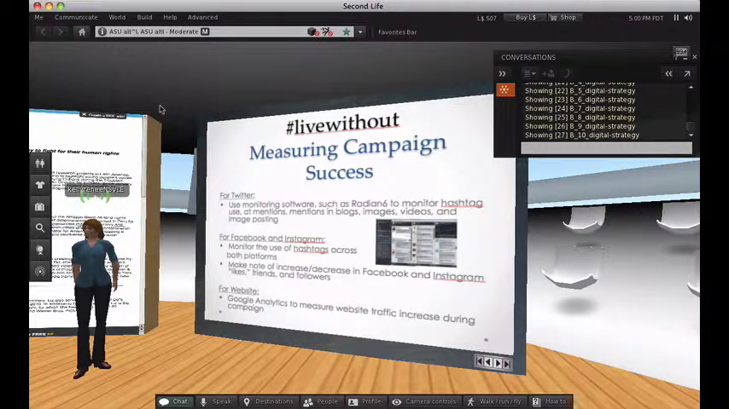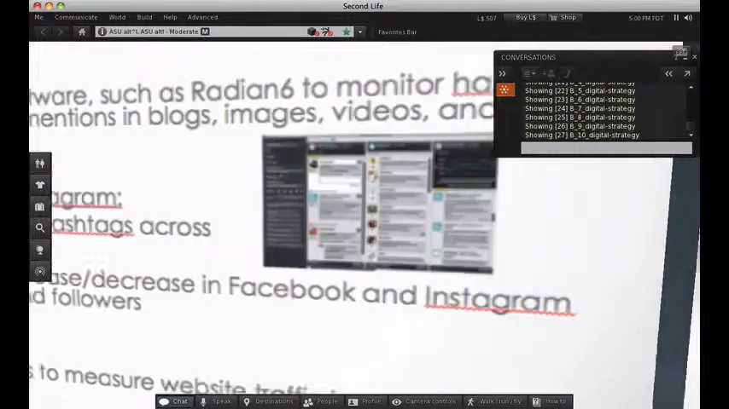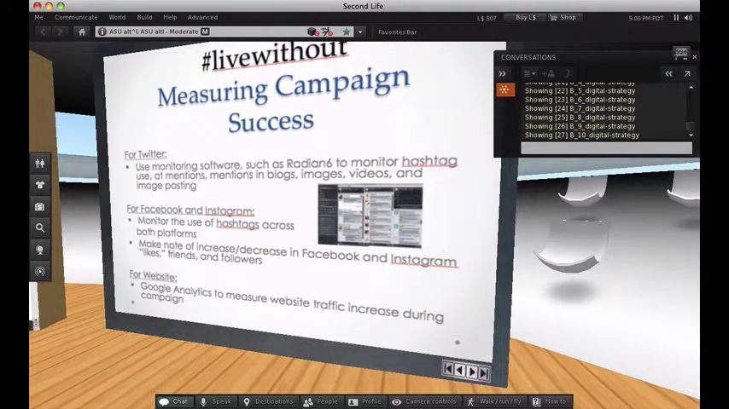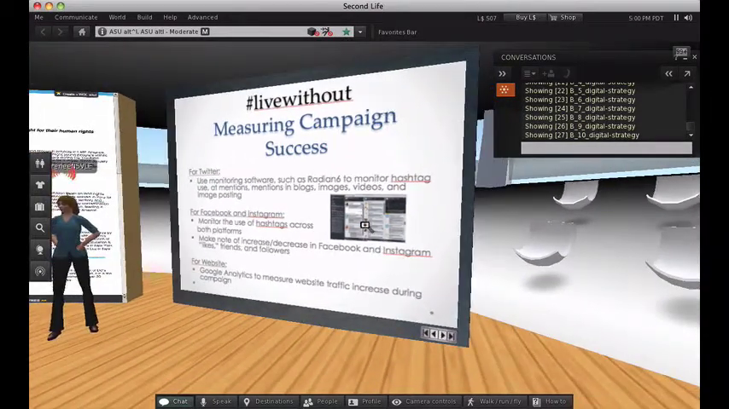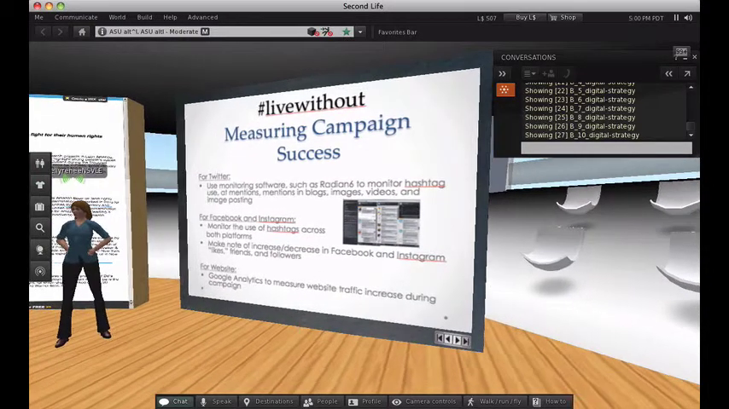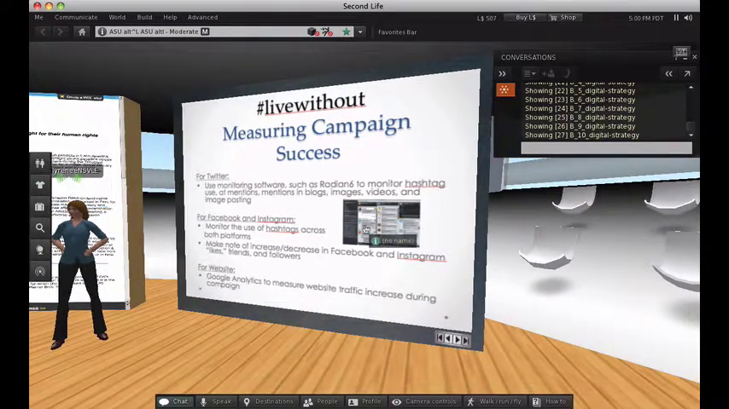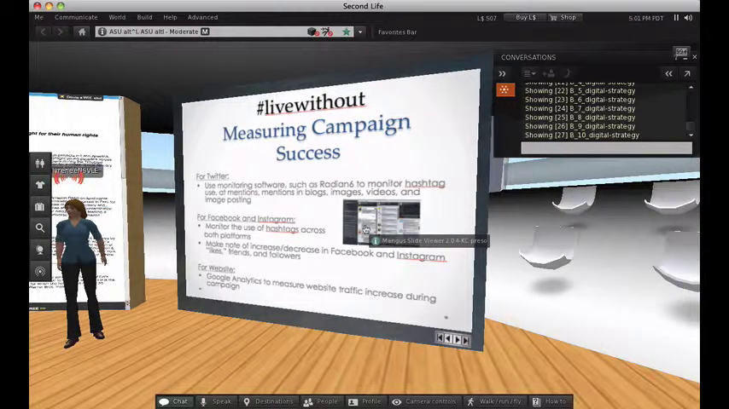But you can also use Radian 6, we found, and that's actually a screenshot of a Radian 6 analysis, which is kind of difficult to see from this slide. But Radian 6 has the ability to not only measure mentions across Twitter, but also blog posts, and measure individuals who are posting images and videos related to the campaign. On Facebook, for instance, they have their own analytics system if they have their own group, so they'd be able to see an increase, where and how and when those increases happened. And then again, Google Analytics would be able to really give them an overall idea of how many people were brought to Digital Democracy through that campaign.